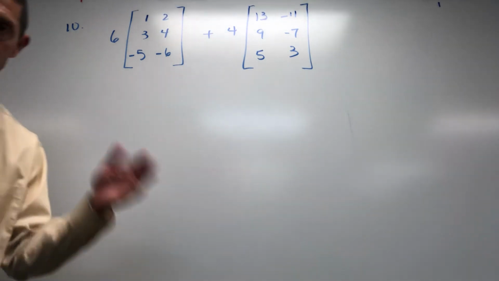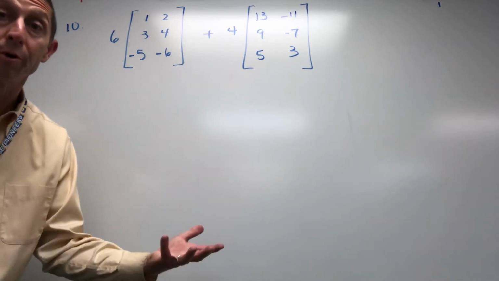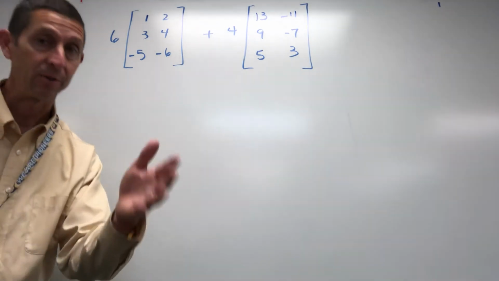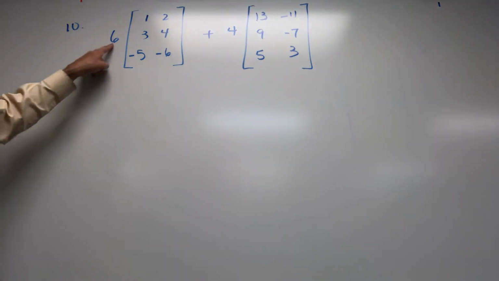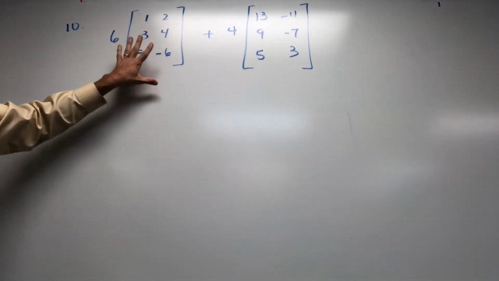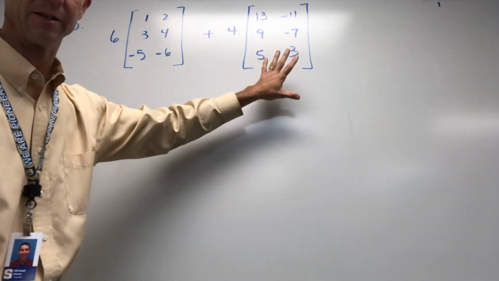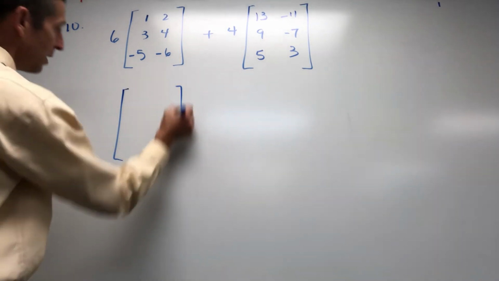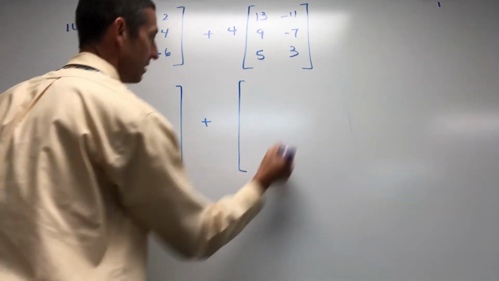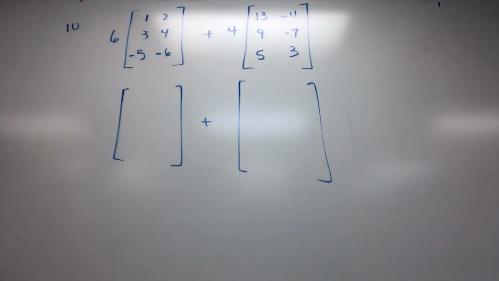Okay, so just like any math problems, when you follow a little order of operations, you've got to decide, do I add first? Do I multiply first? Multiply. So the 6 is going to hit everything on the inside, and then the 4 hits everything on the inside. You do that first. So we haven't added anything yet. We've got to hit it by the scalar.